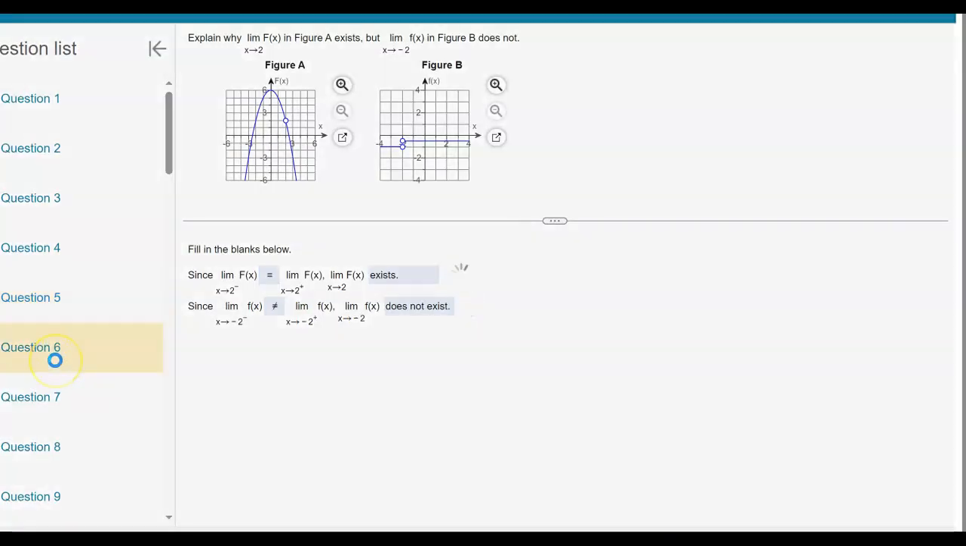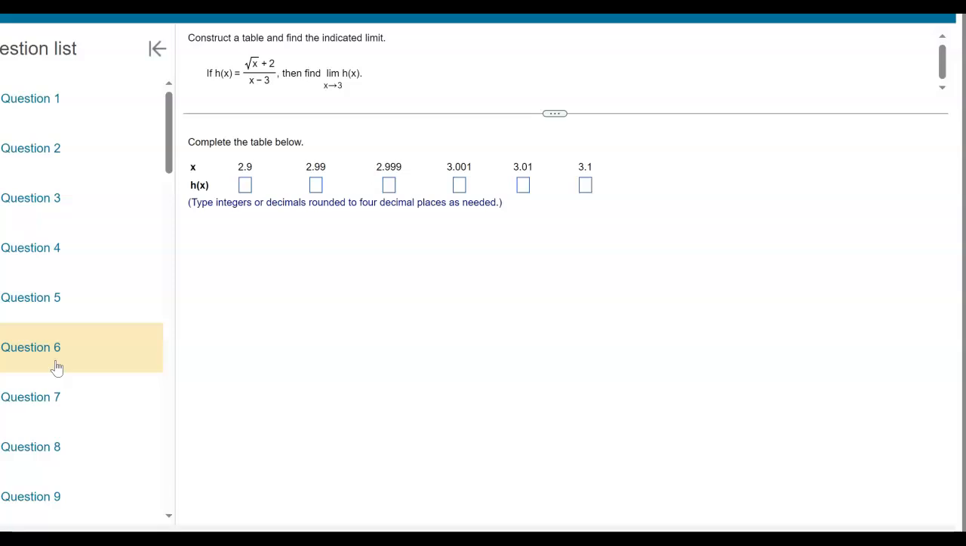Okay, so let's proceed to the next question. Here you are to construct the table and find the indicated limit. If you are to do this, I will not do this type of problem, but all you need to do is look at the different x values here and plug them into that function.